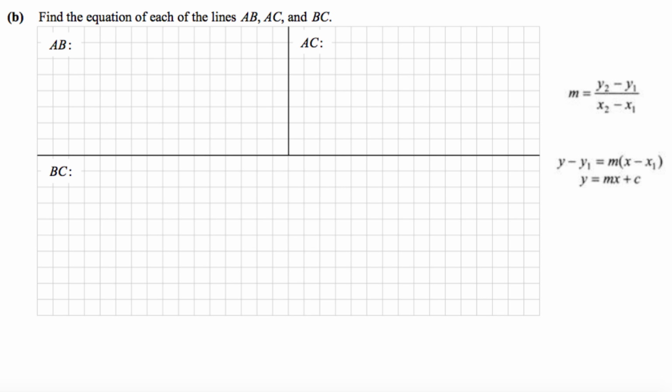Part B says find the equation of each of the lines AB, AC and BC. So the equation of a line is just the name of the line, or the rule that the x, y coordinates on the line follow, or the rule that they obey. Okay, so let's go back and have a look at the lines.